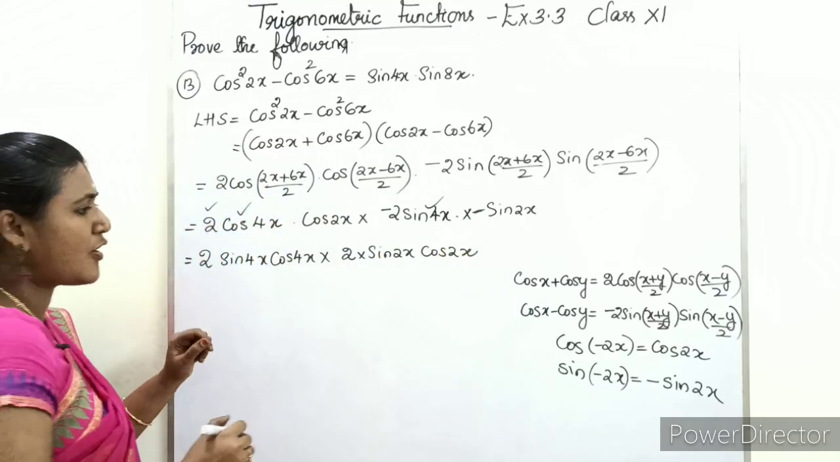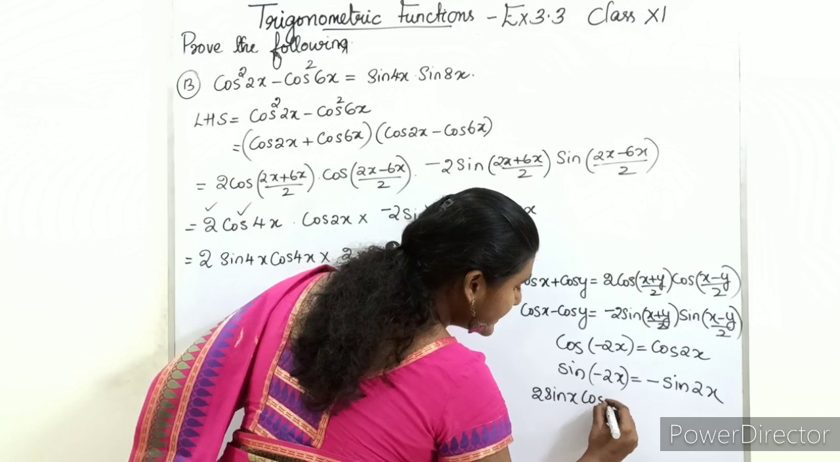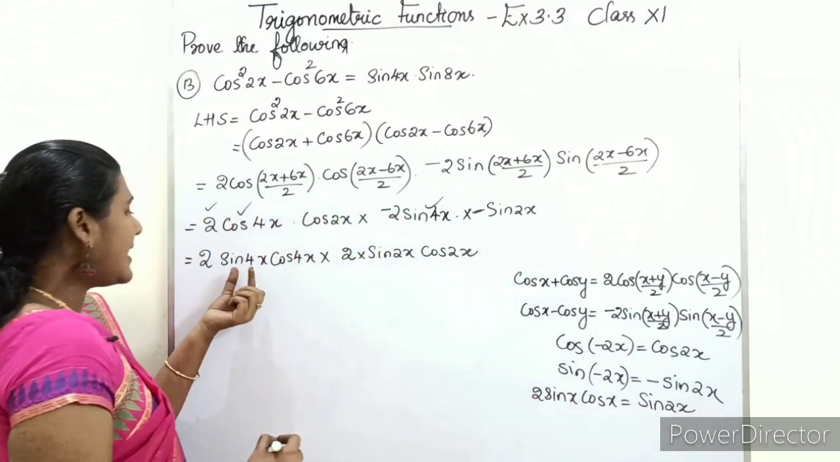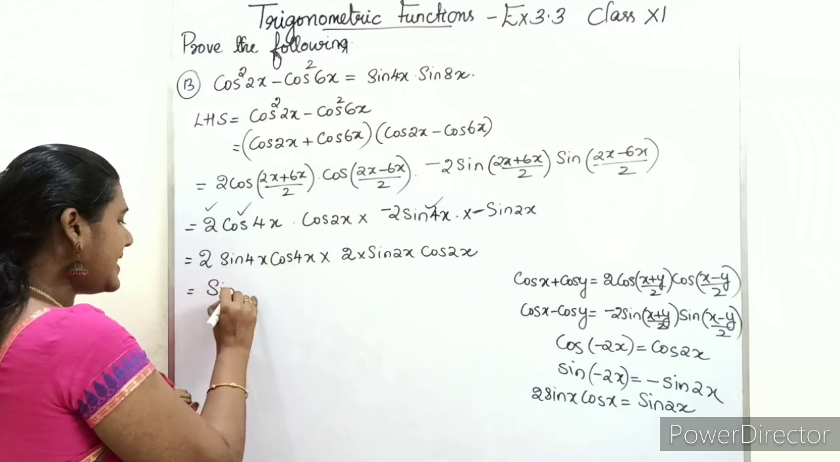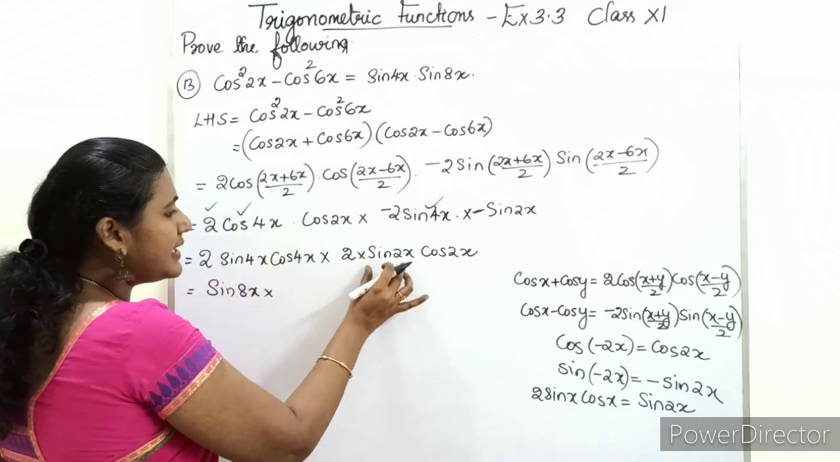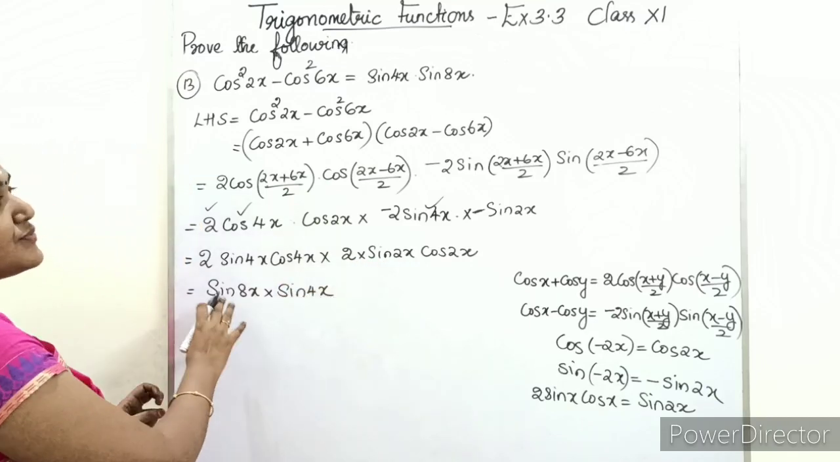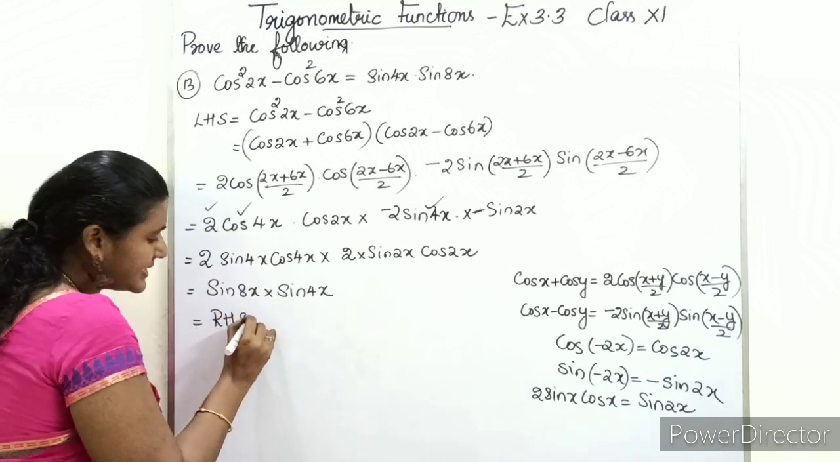Now this is of the formula 2 sin x cos x, which is sin 2x. So what angle is here? It's a double. So instead of this we can write sin 8x, and here we can write sin 4x. So the answer is sin 4x into sin 8x, which is our RHS expression.